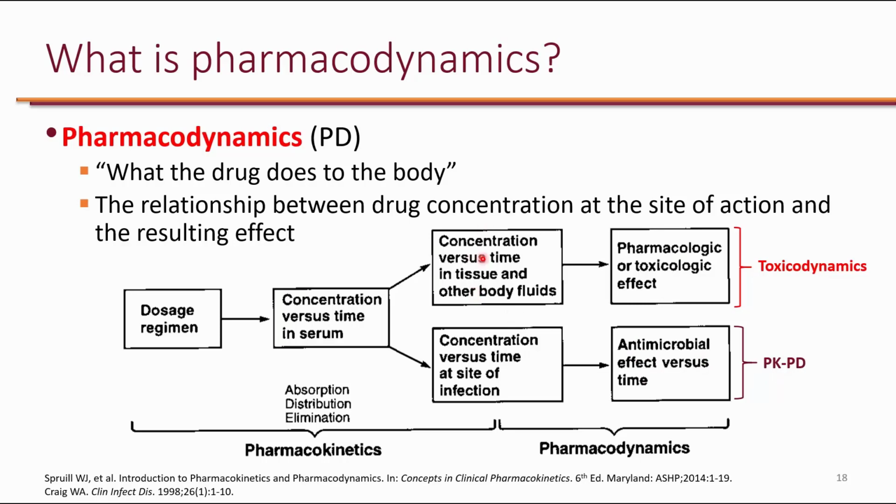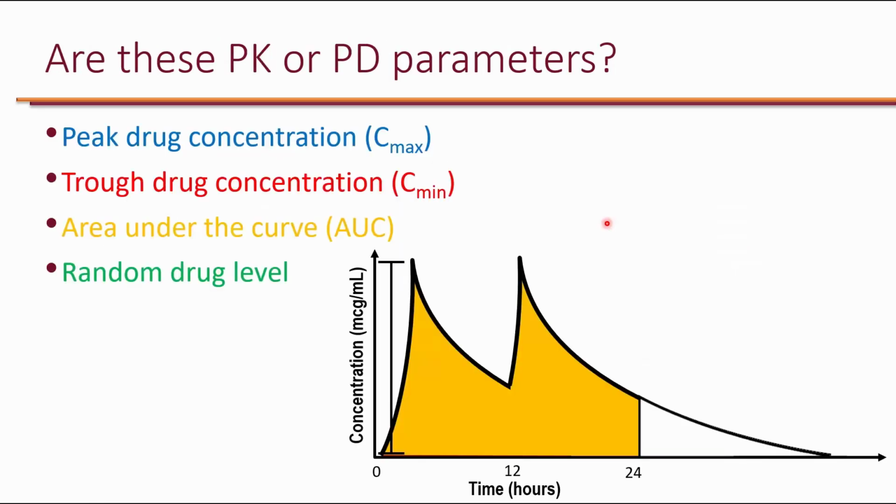And of course, there are things that antibiotics do to the body, and those are referred to as toxicodynamics. These are the things that we don't really want antibiotics to do to the body. Here are some important parameters to know. On the horizontal axis, we're looking at time, and on the vertical axis, we're looking at concentration of drug.